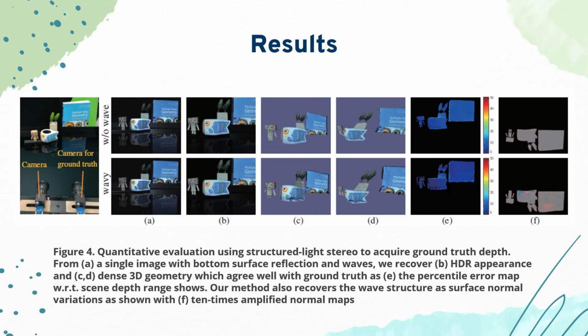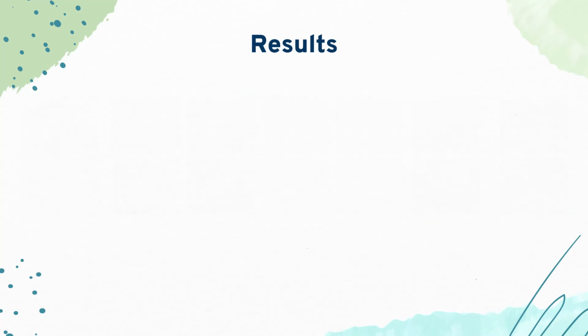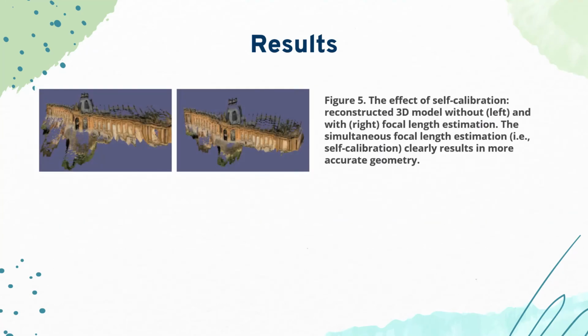Here, we set up a dual camera imaging system, one to capture the input image for the method, the second camera to reconstruct ground truth depth with structured light stereo reconstruction. This provides per pixel ground truth depth at the main camera. In addition, we create waves by perturbing the water surface to evaluate the method's robustness to reasonably large waves. Next, we also quantitatively demonstrate the effect of self-calibration in Figure 5. The results clearly show that the focal length estimation undoes the skew and results in more visibly accurate geometry.